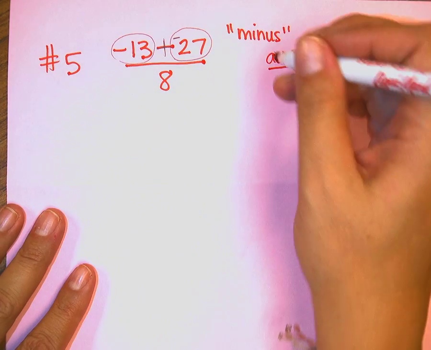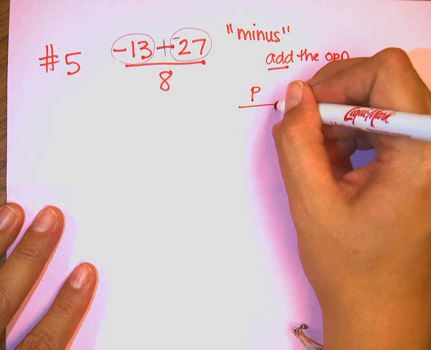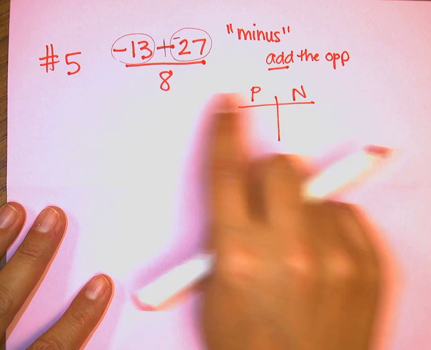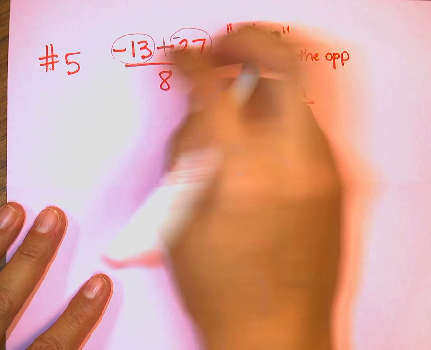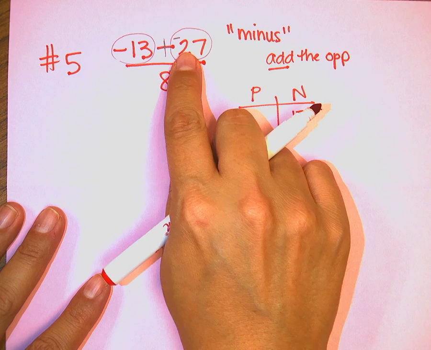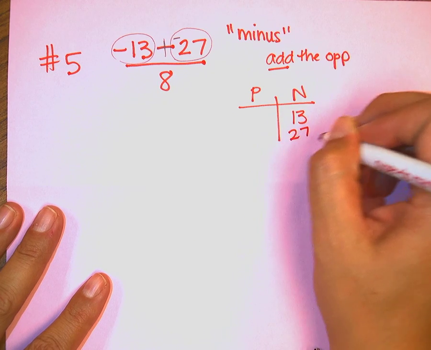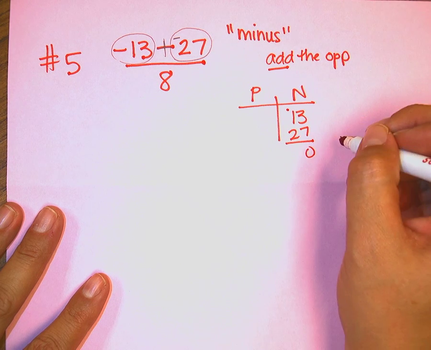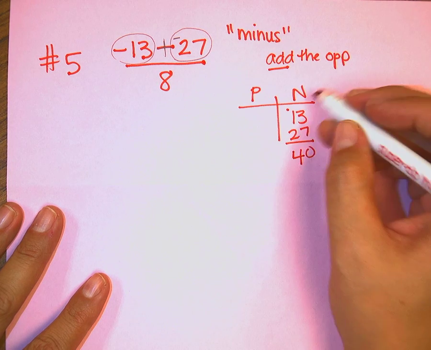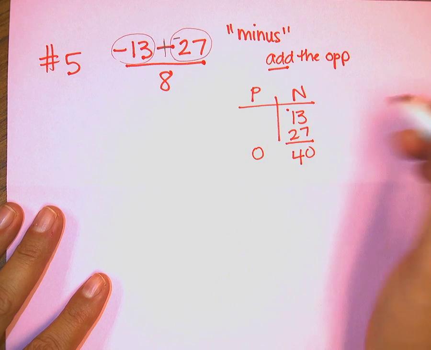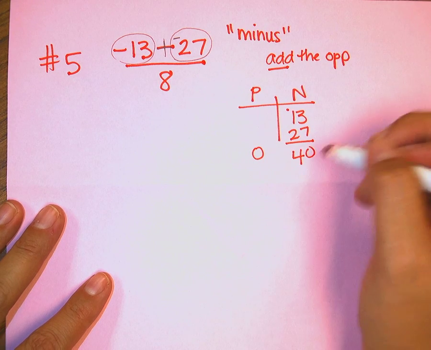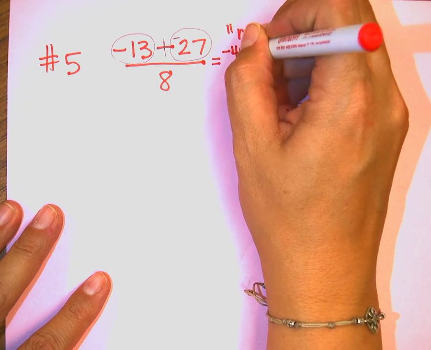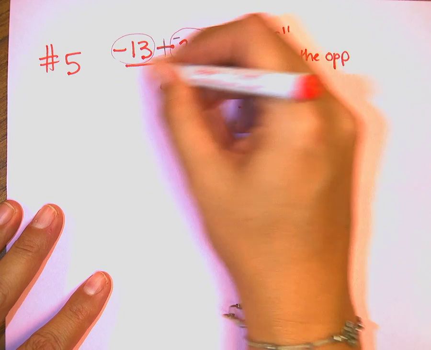Now I also like the method of the scoreboard. The Panthers are positives, the nobodies are negatives, and we look to see who scored. Here we have 13 points for the nobodies, and we have 27 points for the nobodies. So unfortunately, if we look at that scoreboard, that's 40 points for the nobodies and 0 for the Panthers or the positives. So I know that this top answer is equal to a -40. But I can't forget that I still have to divide by 8.